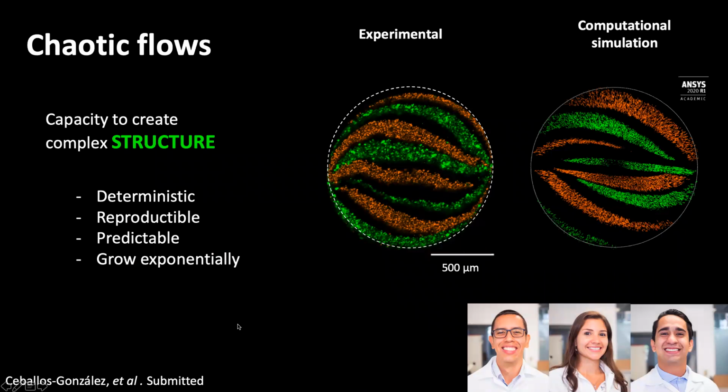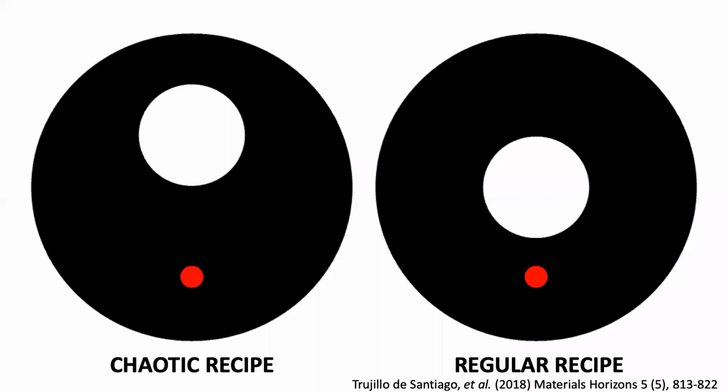Of course, they can create a complex structure, as you already saw, and they are deterministic. You can model them using Navier-Stokes equations, and this can make them reproducible, predictable, and well, actually here you can see a structure made by Carlos and Joanna in the lab using a chaotic flow, and it's matched with the computational simulation that Diego made. Another very cool characteristic about chaotic flows is that they grow exponentially. This means that we can create a structure very efficiently.